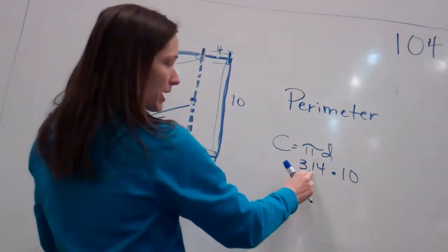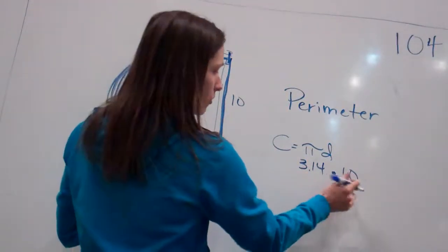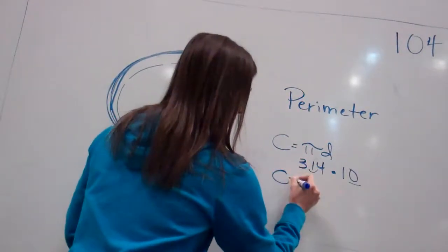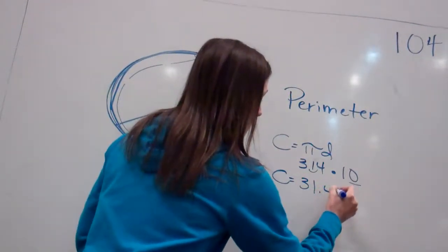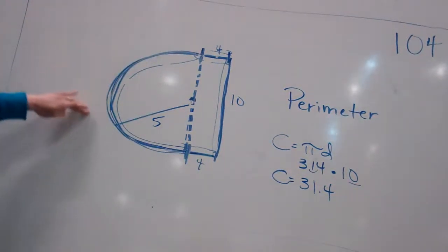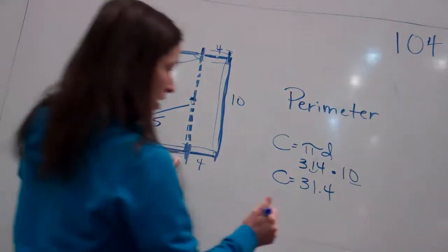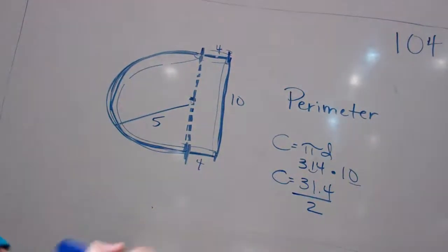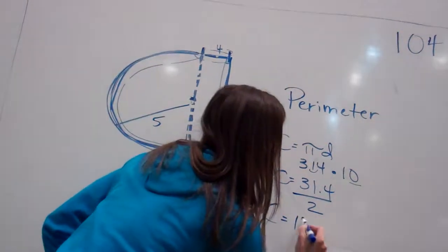So we know that we can move this decimal 1 place to the right. So my circumference is going to be 31.4 for a whole circle. But this is just a semicircle, so it's only half. So we're going to divide it by 2, and it's going to end up being 15.7.